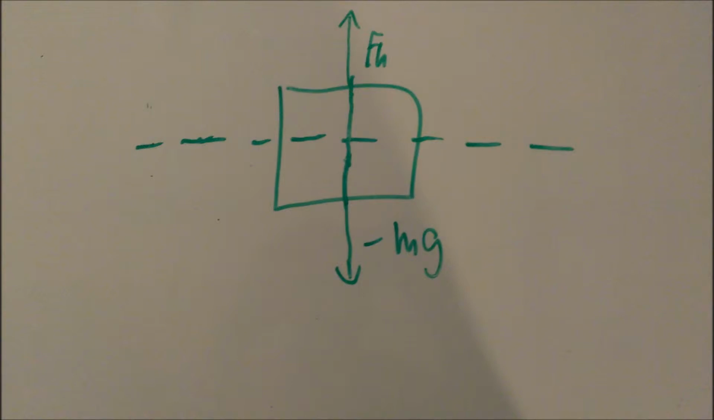The free body diagram for this middle part of the elevator trip shows normal force in the positive y, and it shows the force of gravity in the negative y. And these two forces are equal to each other, so there is no acceleration.